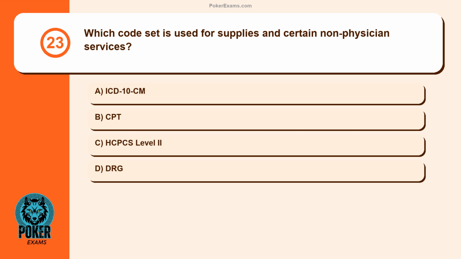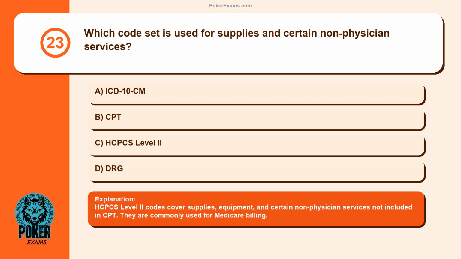Question 23. Which code set is used for supplies and certain non-physician services? ICD-10-CM, CPT, HCPCS Level 2, DRG. HCPCS Level 2 codes cover supplies, equipment, and certain non-physician services not included in CPT. They are commonly used for Medicare billing.